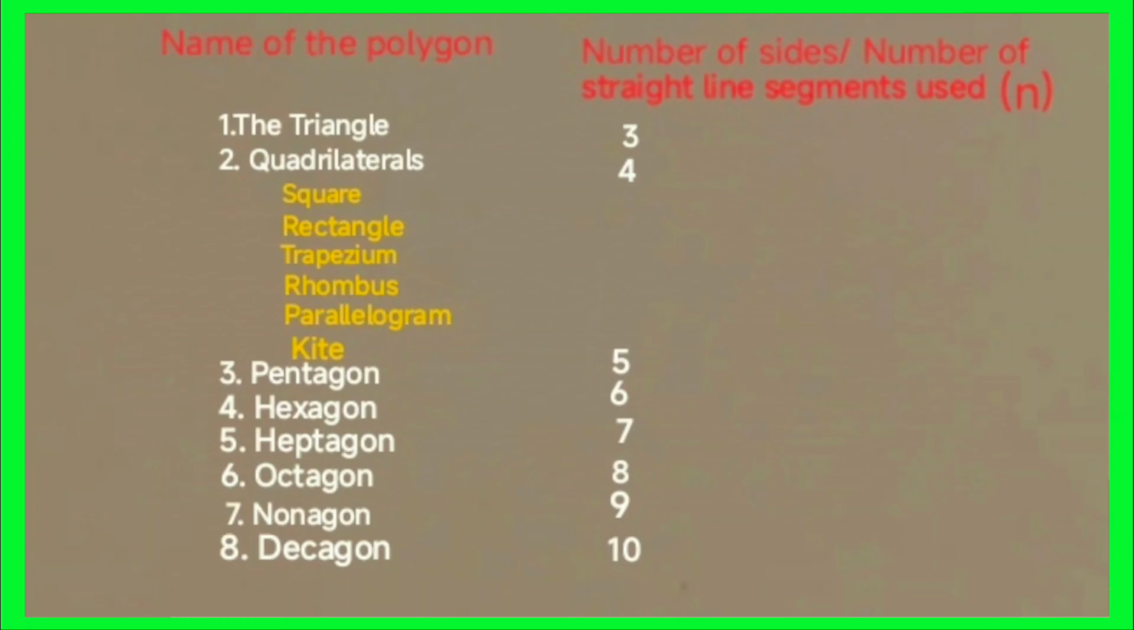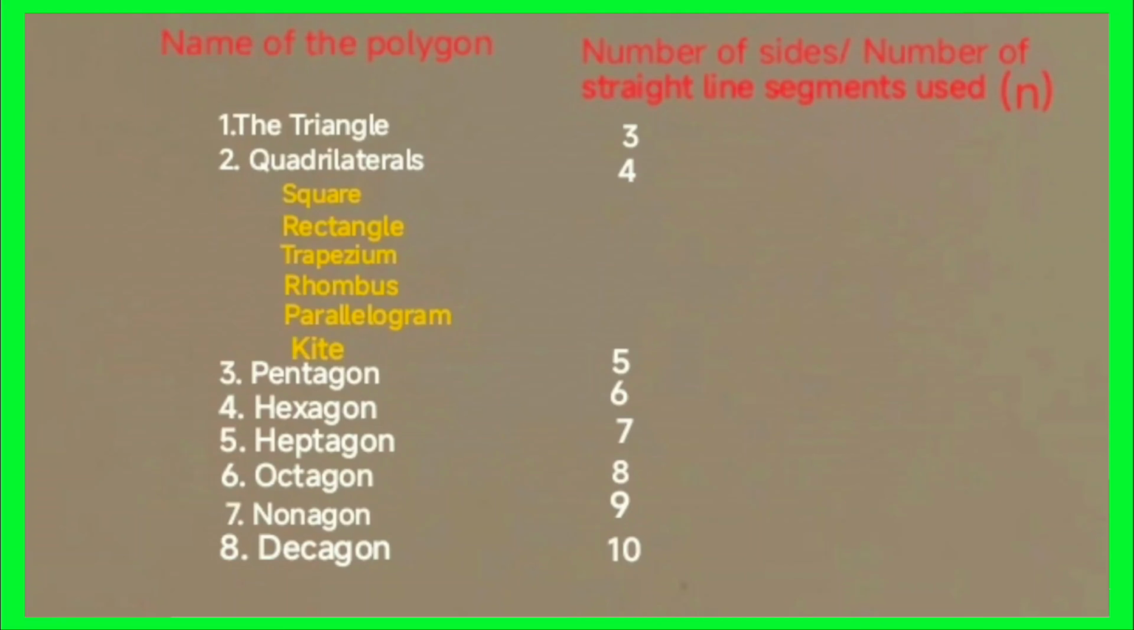With me here is a table where I've captured the name of the polygon and the number of sides or the number of straight line segments used, represented by the letter N. So the first polygon is a triangle, 3 sides. The second one represents all the quadrilaterals, where we have the square, the rectangle, the trapezium, the rhombus, the parallelogram, and the kite. Those are 4-sided.